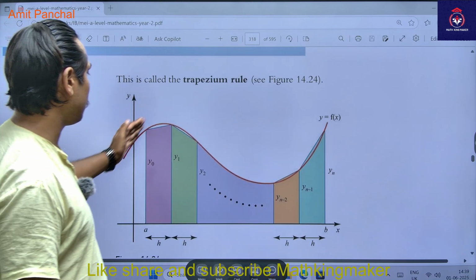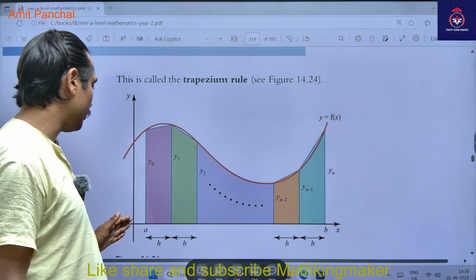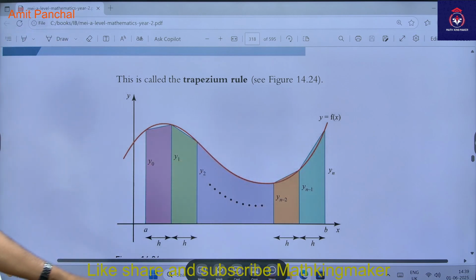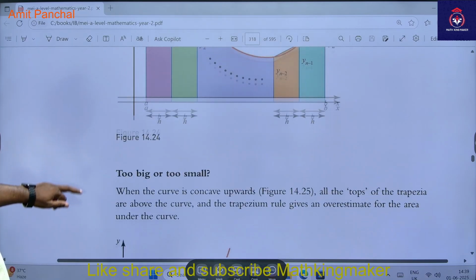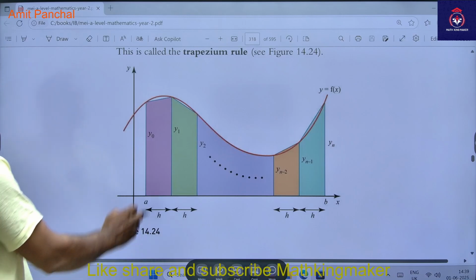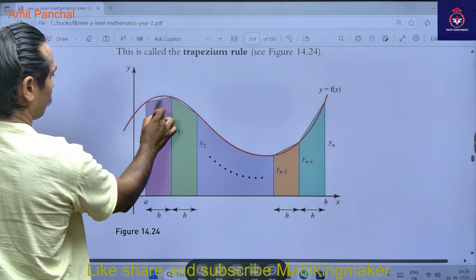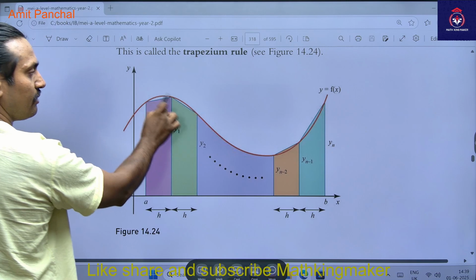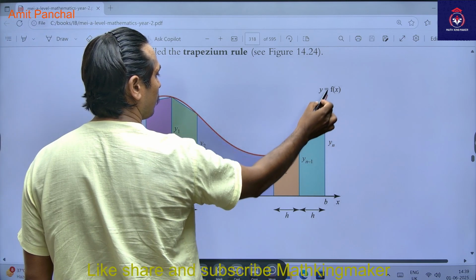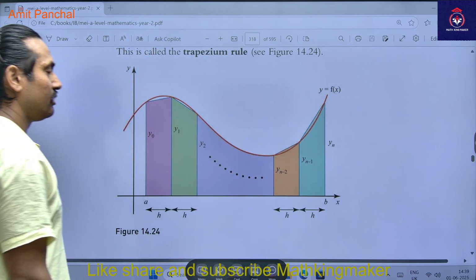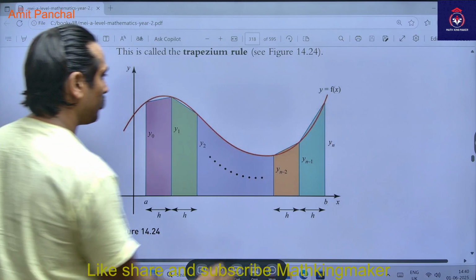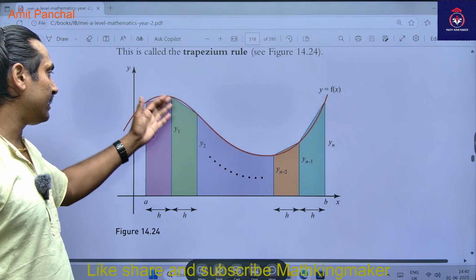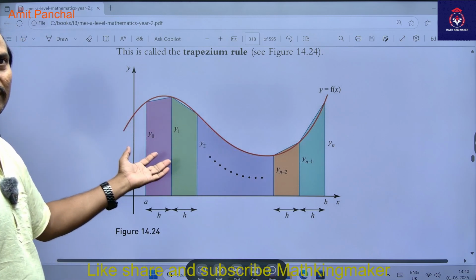So this is your curve, and you need to find the area under the curve from A to B. You can divide it into a number of trapeziums, and you can find the area separately. But you can see here there is some area left. If your curve is going down, that means you have left some area, but if your curve is going up, then you are calculating more area than the exact area, an excess area. So somewhere you are getting a higher area, somewhere a lower area than the exact value.